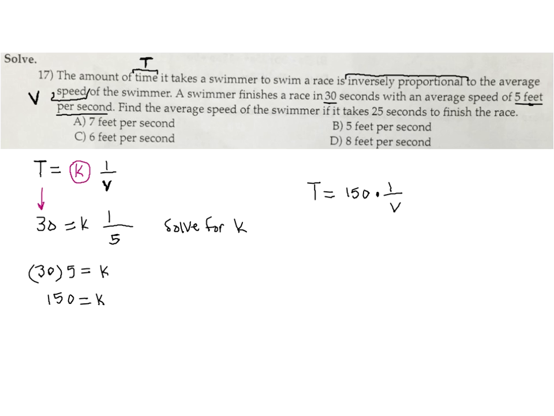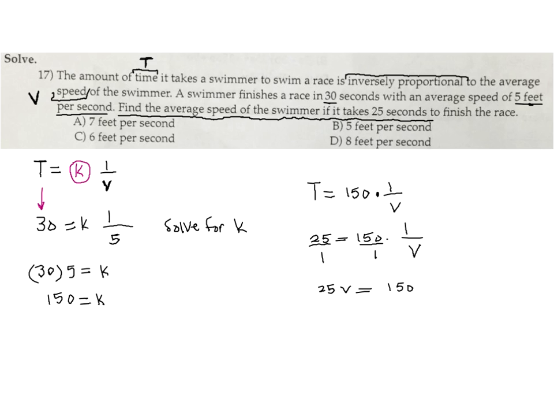Here it wants you to find the average speed of the swimmer if it takes 25 seconds. So they're giving you the time is 25, and they're asking you to find the speed or the velocity. So here I want to solve for v. How do you solve for v here? Multiply both sides by what? It's kind of like a proportion here. If you cross multiply that, you get 25v is equal to 1 times 150, right?